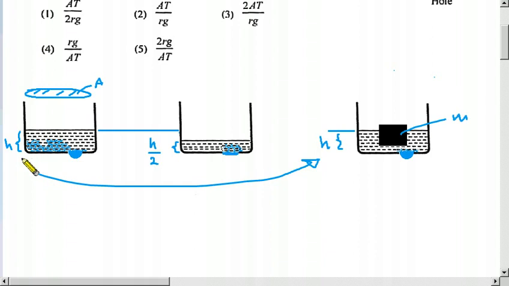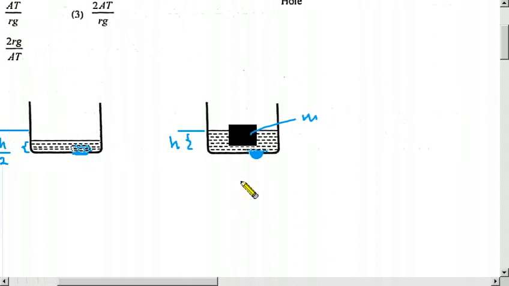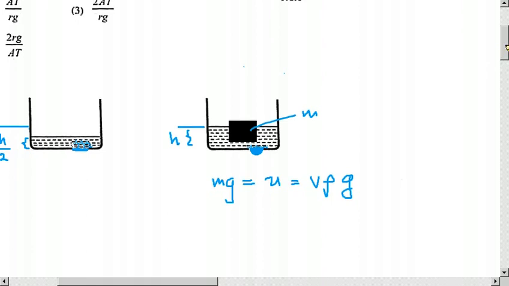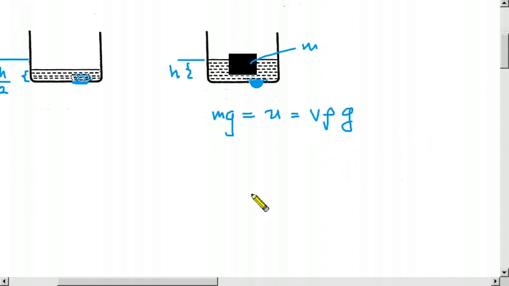So now we have to apply some theory to find out the answer. Since this cube or the object is floating, we can write mg. Suppose the mass of that object is m, mg equals upthrust. We know upthrust is equal to V rho g. So now we have to use the Archimedes principle to find out the upthrust.